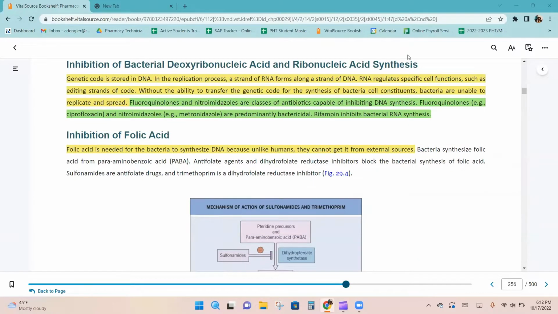Genetic code is stored in DNA. In the replication process, a strand of RNA forms along a strand of DNA. RNA regulates specific cell functions, such as editing strands of code. Without the ability to transfer the genetic code for the synthesis of bacteria cell constituents, bacteria are unable to replicate and spread. Fluoroquinolones and nitroimidazoles are classes of antibiotics capable of inhibiting DNA synthesis. Fluoroquinolones and nitroimidazoles are predominantly bactericidal.